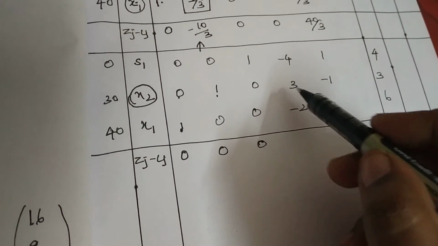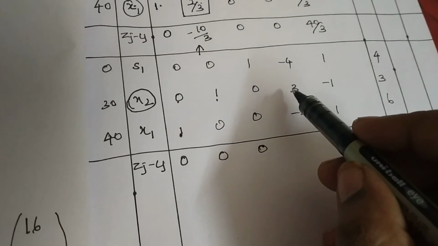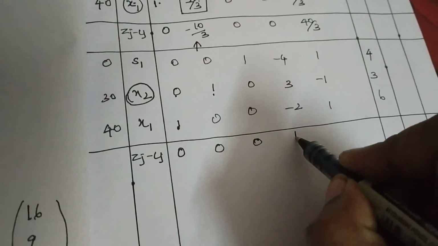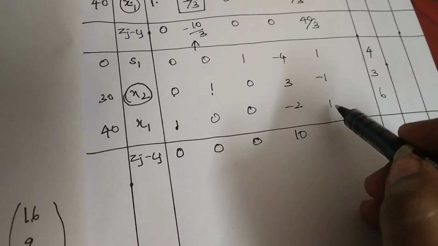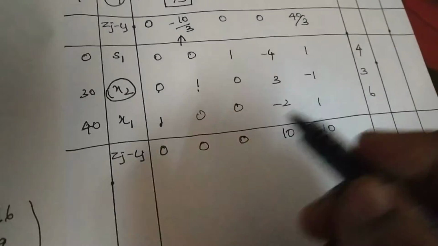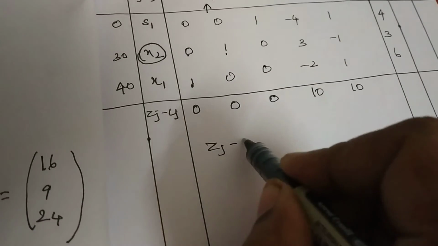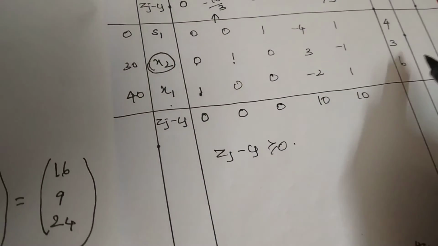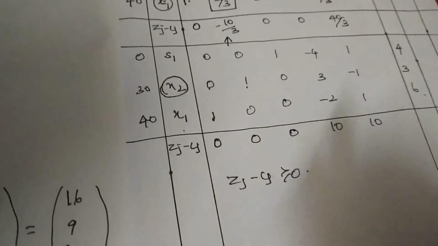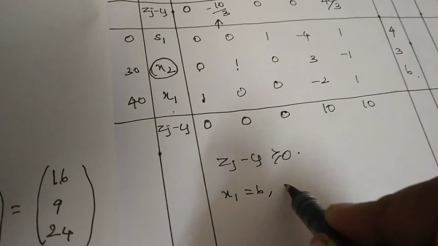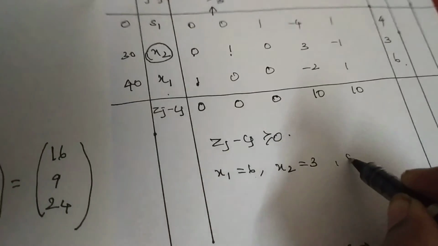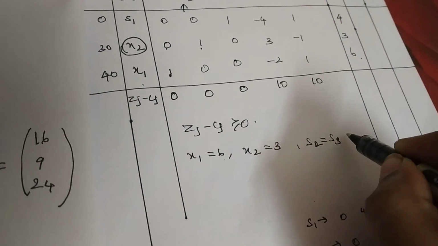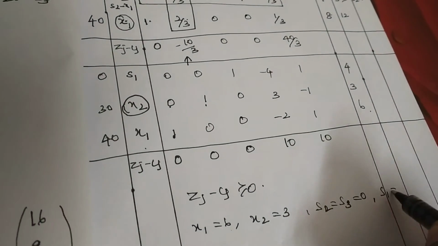and then 90 minus 80. 30 into 3 is equal to 90. 90 minus 80, which is equal to 10, and then minus 30 plus 40, which is equal to 10. So here all Zj minus Cj are greater than or equal to 0. So x1 is equal to 6 and x2 is equal to 3. S1 is equal to S2 is equal to S3 is equal to 0. S1 is equal to 4.